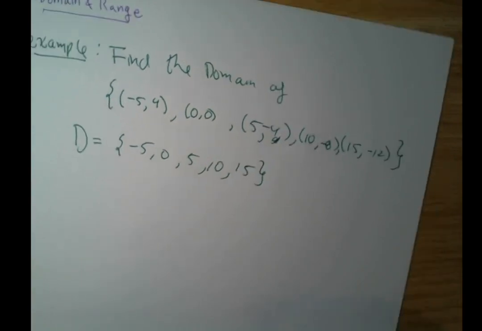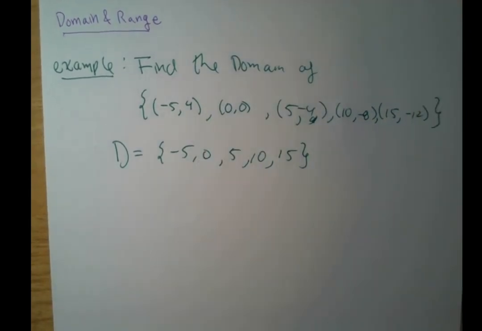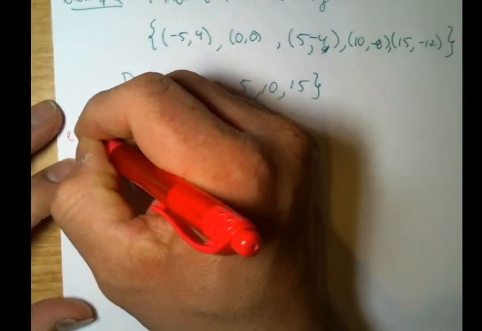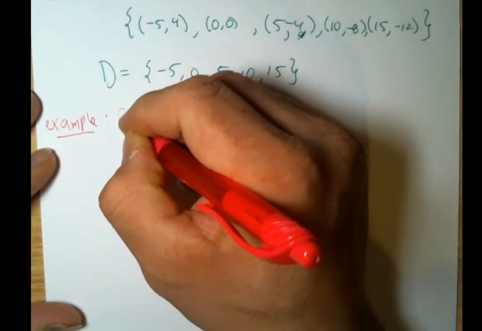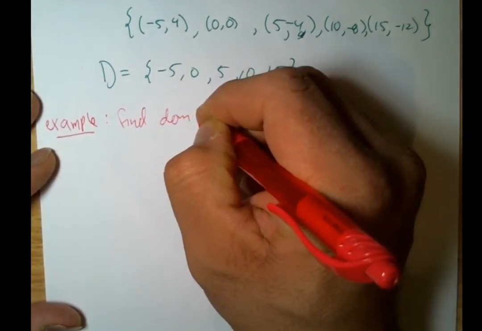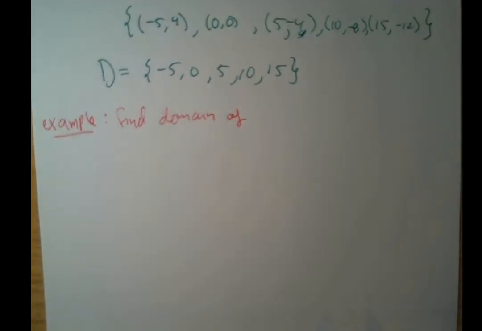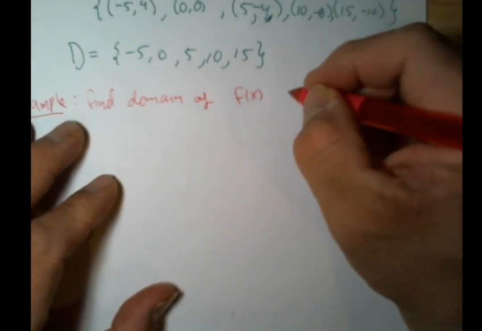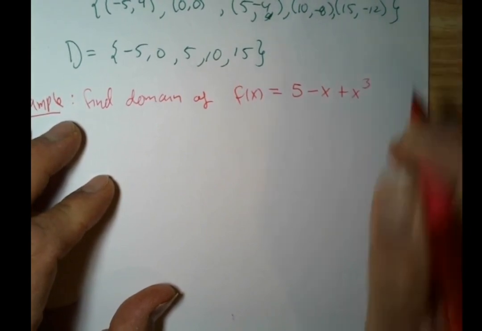Now let's say that we had something where we can't just pick it out. We don't have a finite set of ordered pairs. Let's say instead we had an example where we were asked to find the domain of f of x equals 5 minus x plus x cubed.